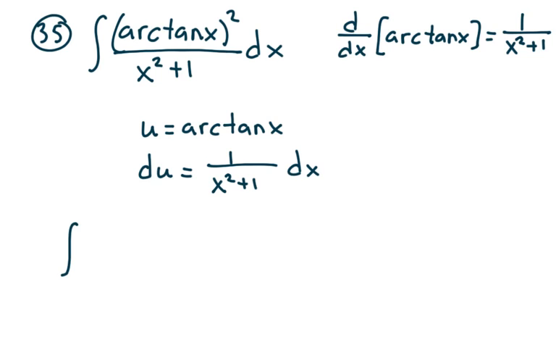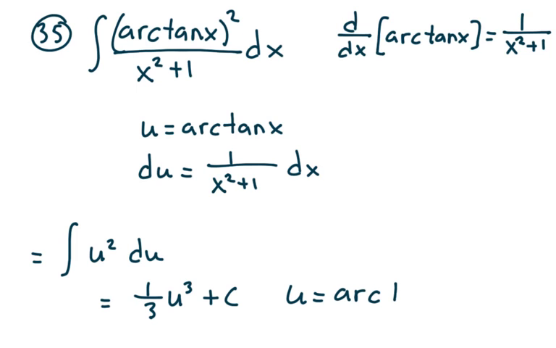And so this is the integral of u squared du, which is 1/3 u to the third plus c. But remember, u is arctan x. And so this is equal to 1/3 times arctangent x to the third plus c. That's how we do 35.